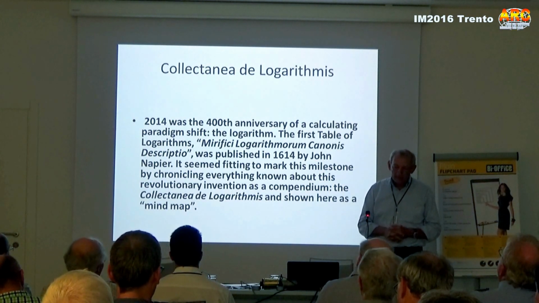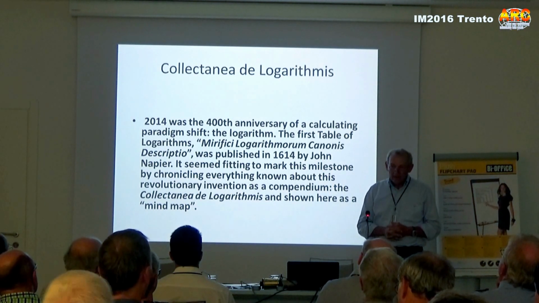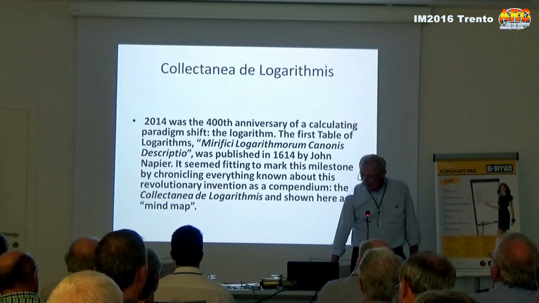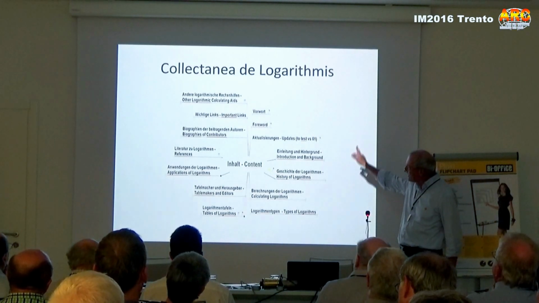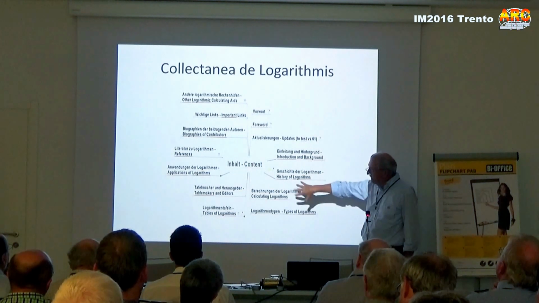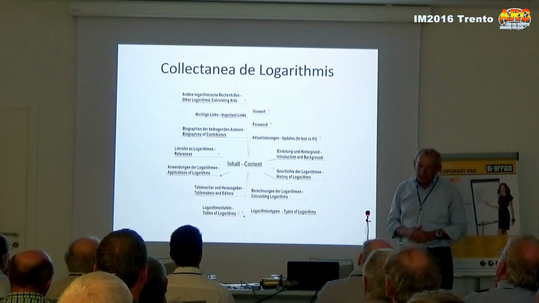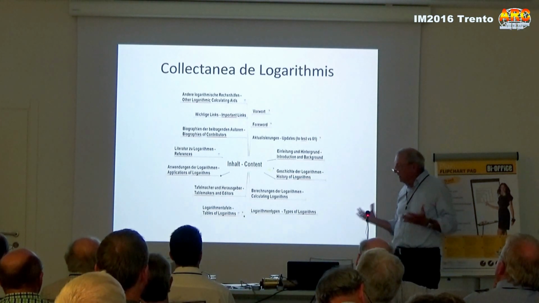The ignition was this year, 1614, where the first tables of logarithms were published. And the Collectanea is built up in several chapters, and these chapters are written down here. The Collectanea is mainly in German, but it also contains English content, but only to a certain amount.